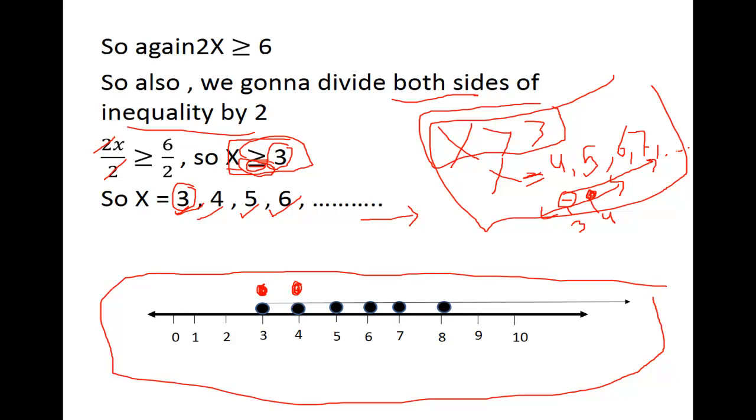But here we have x more than or equal to 3. So x will equal 3, 4, 5, 6. So 3 is also a solution: 3, 4, 5, 6, 7, and so on. But if we had x more than only 3, x would equal 4, 5, and all the numbers after 3. On the number line, we would start from 3, but make the 3 an empty circle.